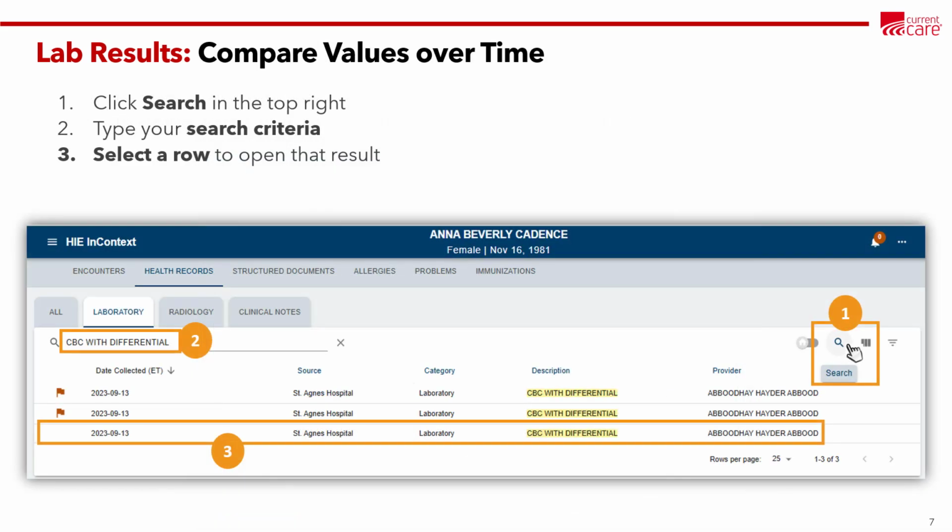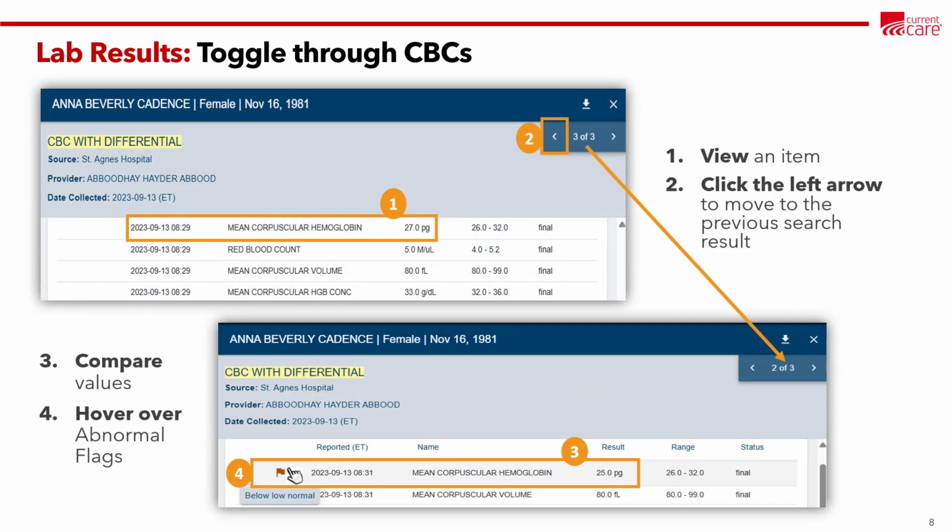A common use case is to compare one lab value over time. You can do this by clicking the search icon, then typing your search criteria into the box that appears on the left. As you type, the list will narrow to your search. Click one of the rows to open that result. Once you have viewed one of the rows in your search result, click the arrows in the top right to toggle through different versions over time. In this example, the value dipped below normal in the more recent result.